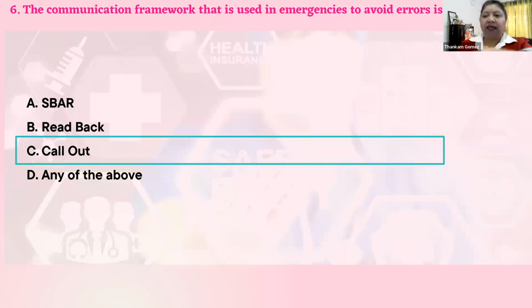So this is like a big drama that happens. But this drama is essential to ensure that we don't make any mistakes. The same things will happen inside the OT also, to make sure that there are no surgical errors. So let's go to the next one.